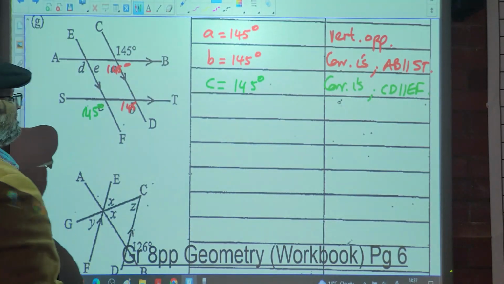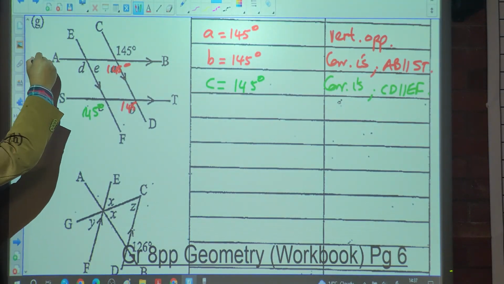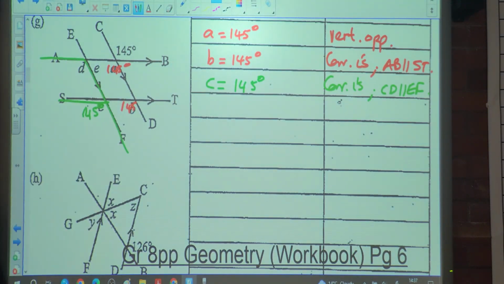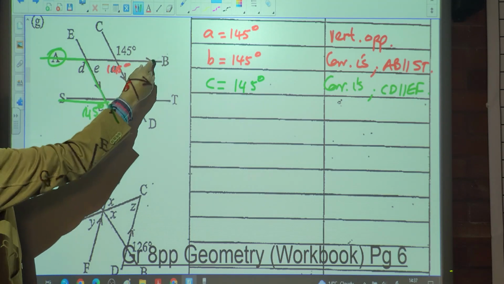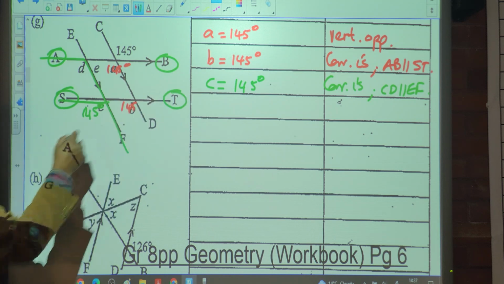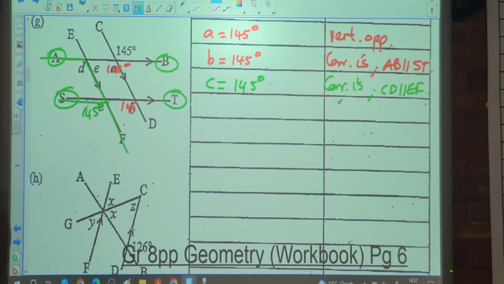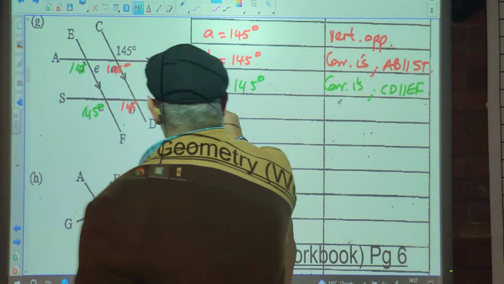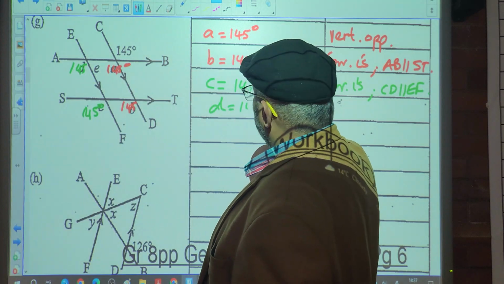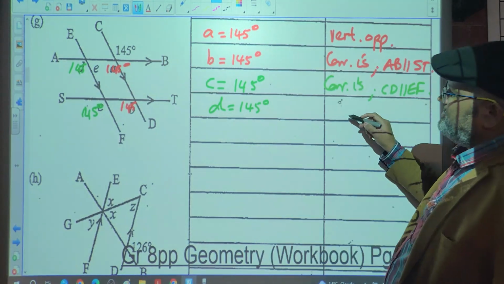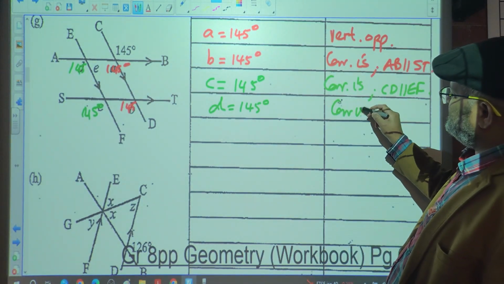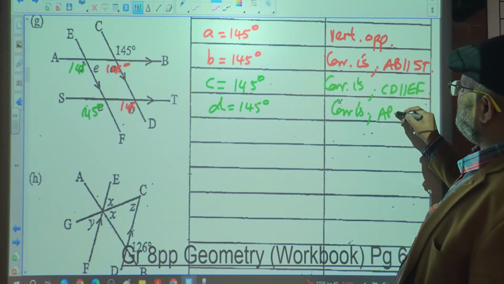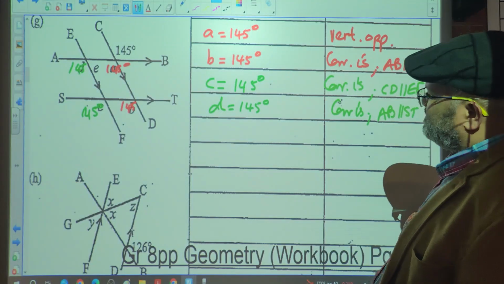I'm going to calculate D. Also corresponding, that F is lying this way now. Can you see that, people? With AB being parallel to ST. So that's 145. It is 145, corresponding angles with AB being parallel to ST.